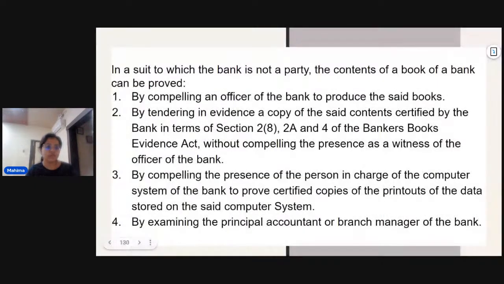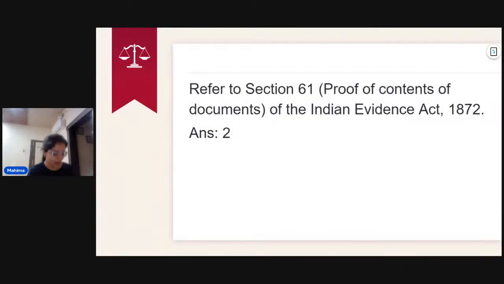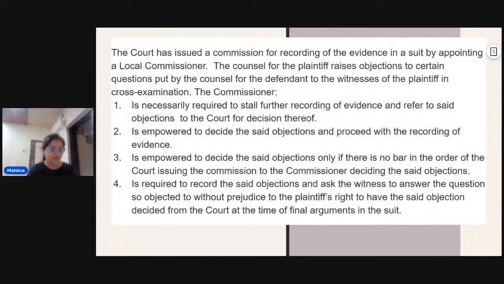It is option number 2, and it is mentioned under Section 61, guys. No one, it is 2. Yes, correct Shubham, correct Lakshita, everyone is correct.